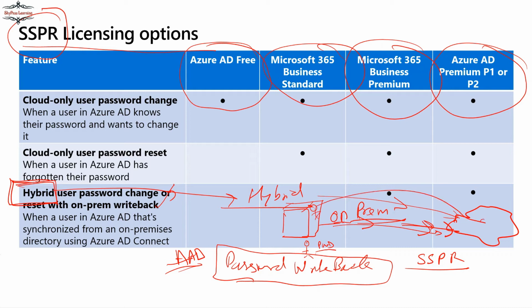From on-premises, my user identity is synced to the cloud even though the password exists here. So when a user is trying to utilize this functionality, SSPR, and trying to reset their password, what exactly happens?